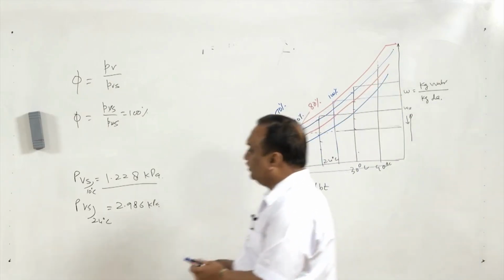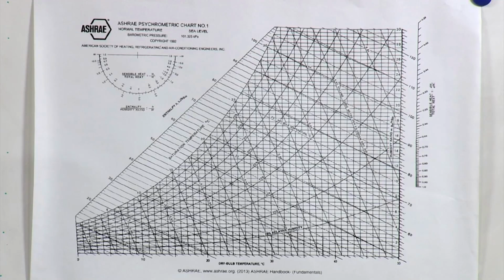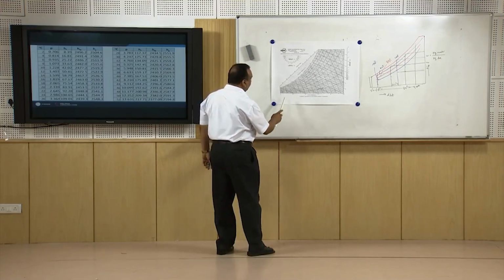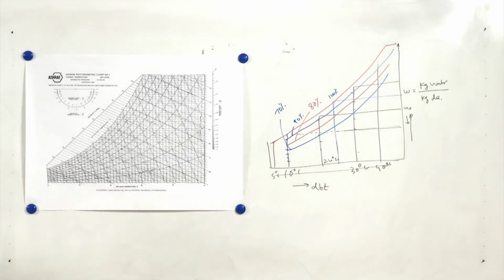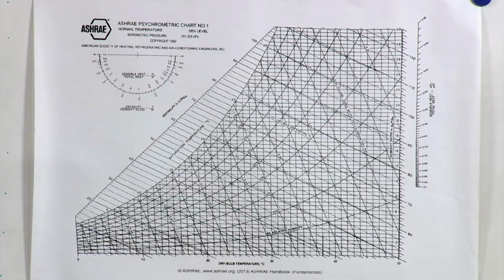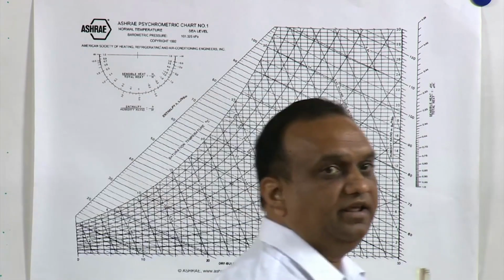Now, I will show you the actual psychrometric chart here, and we will discuss the characteristic curves in the psychrometric chart one by one. If you look at this psychrometric chart, this is a dry bulb temperature line. I have taken this psychrometric chart from the ASHRAE Handbook 2013, and ASHRAE stands for American Society of Heating, Refrigerating and Air Conditioning Engineers.